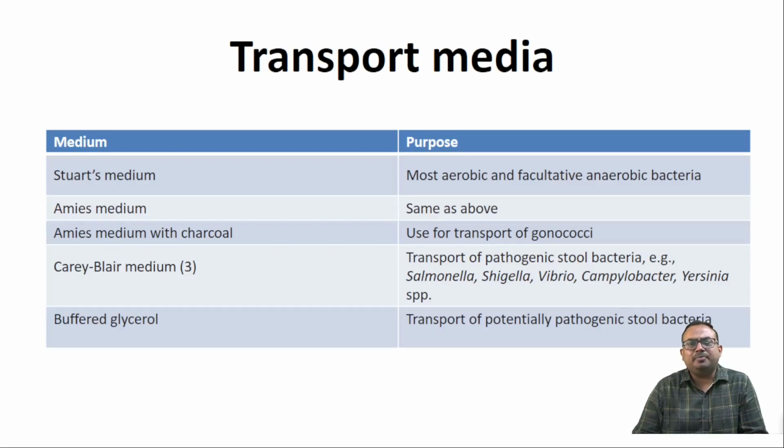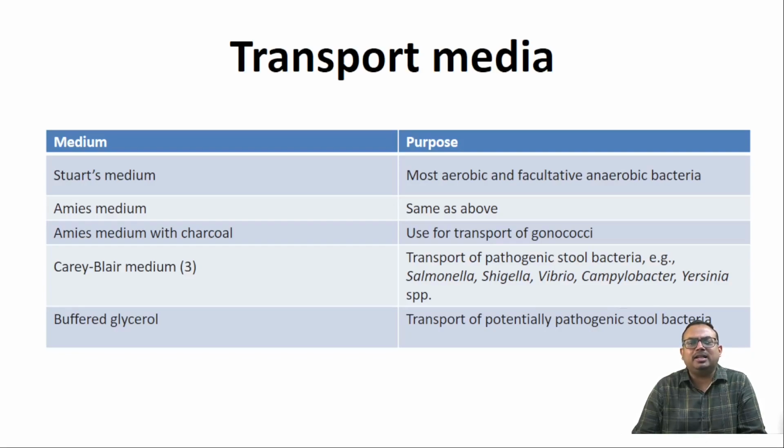Now another example can be a transport media. This kind of media has the capacity to keep the viability of microorganisms intact, whereas it does not allow the microorganism to grow further or multiply further. So a good transport media should allow the microorganism to remain viable, whereas it should not allow the organism of interest to multiply.